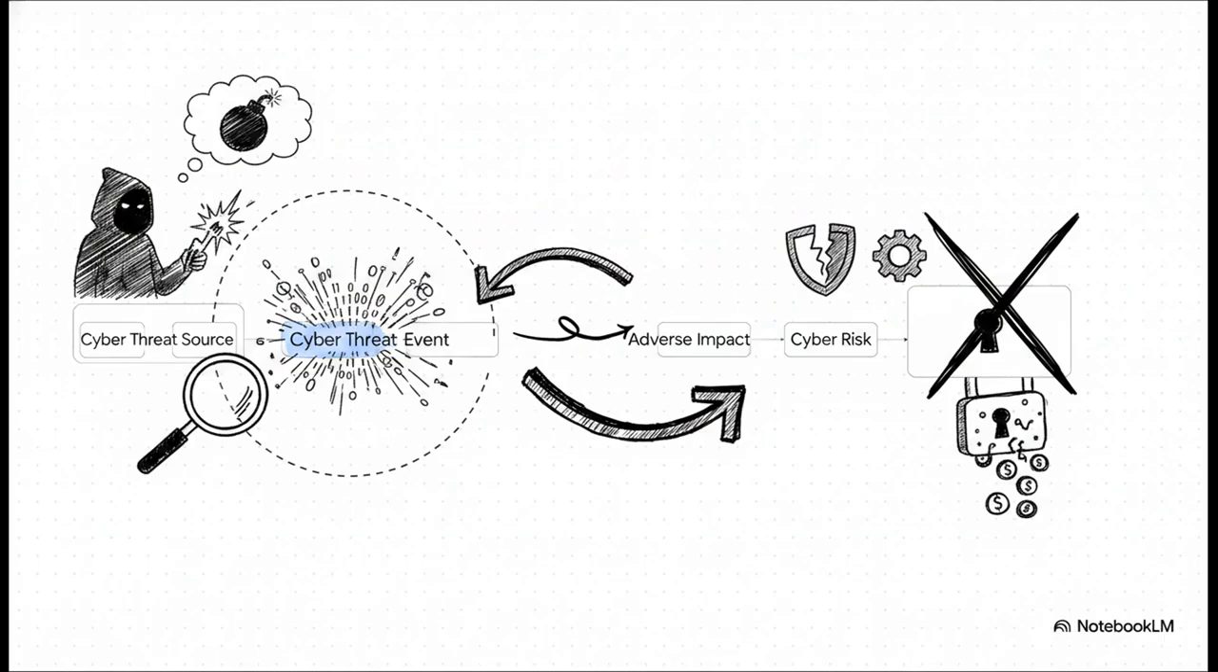Just think about the classic cyber risk sequence. A cyber threat source kicks off a cyber threat event. That event causes an adverse impact, which ultimately produces your organizational cyber risk. Now, since we lack the metrics for our internal vulnerabilities, the actual things that turn a threat into a costly impact, it's way more realistic to just focus our attention strictly on the start of that sequence. We need to start by measuring the cyber threat events flowing through our network traffic, because honestly, that's the data we actually have on hand.